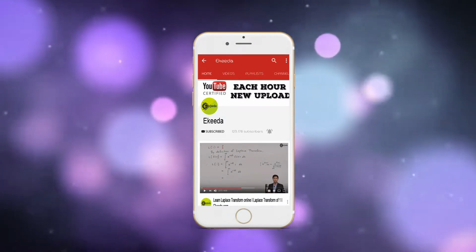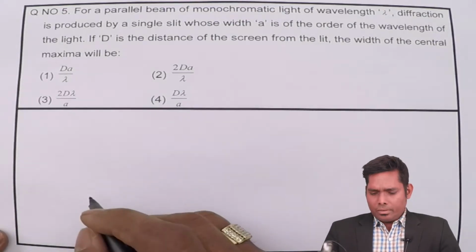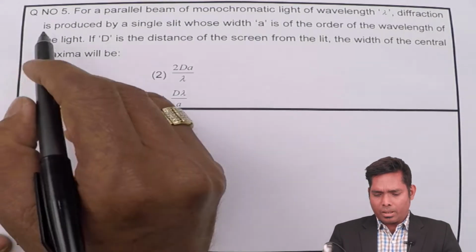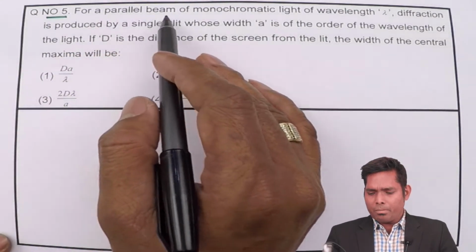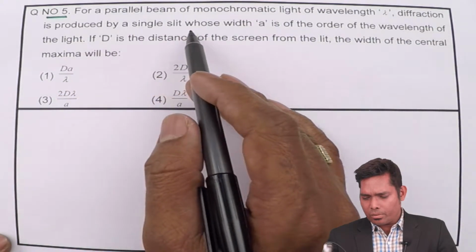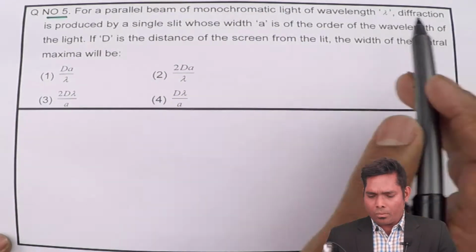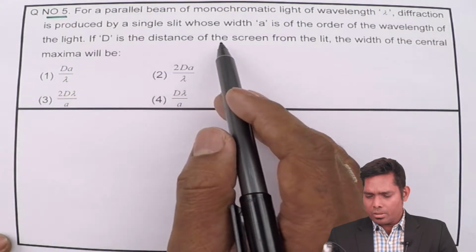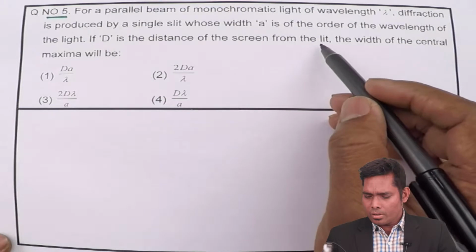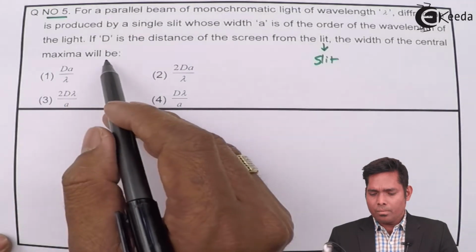Students, we'll solve question number 5, NEET Physics paper 2015. Question: For a parallel beam of monochromatic light of wavelength lambda, diffraction is produced by a single slit whose width A is of the order of the wavelength of the light. If D is the distance of the screen from the slit, the width of the central maxima will be.